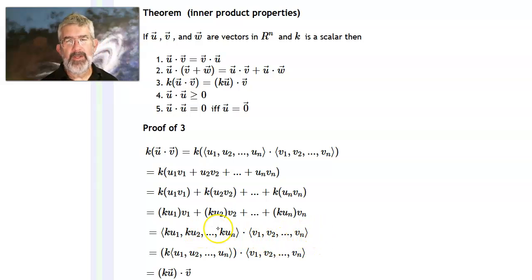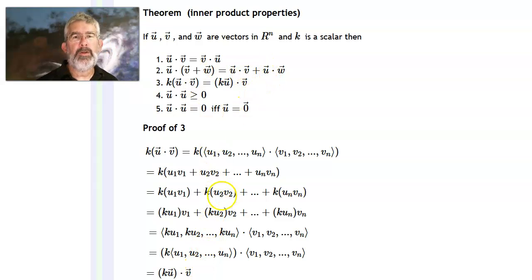Now, so this dot product with ku's and the vector, all the stuff from v here, and then of course the k can be factored out of that. That's how you do scalar multiplication in Rn. And so what I have is ku dotted with v. Okay, so there's the proof of number 3. Proofs of the other ones are similar.